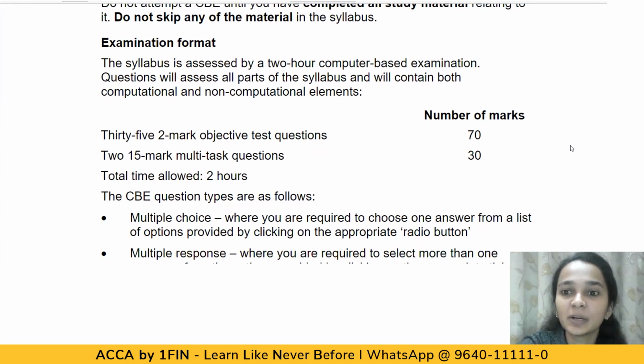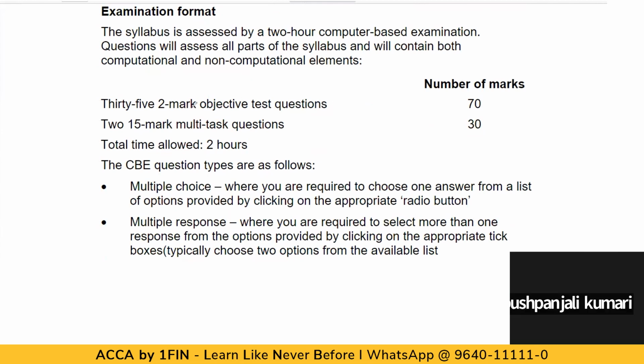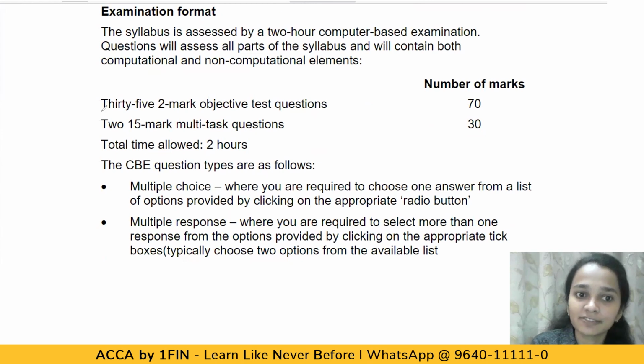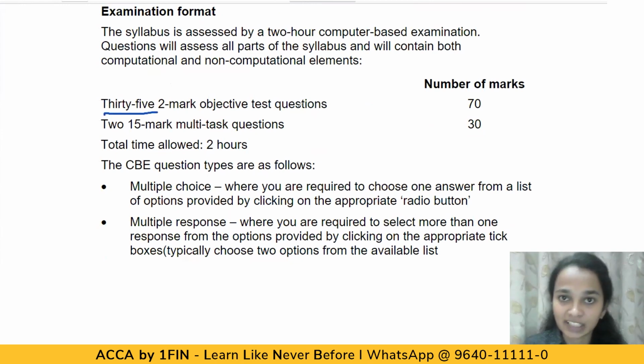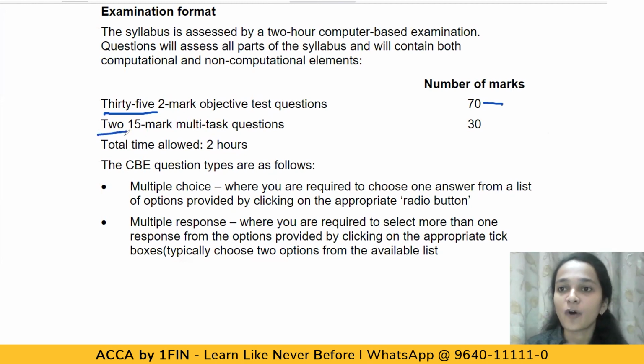Now talking about the examination format, what would be the format of your examination? There are two types of questions which are asked. One is multiple choice questions and the other is multitask questions. First, let's look at multiple choice questions. There are 35 multiple choice questions of 2 marks each. So the first part comprises multiple choice questions, 35 in number with 2 marks each. That will give you 70 marks. And then there are two multitask questions, each one of 15 marks.